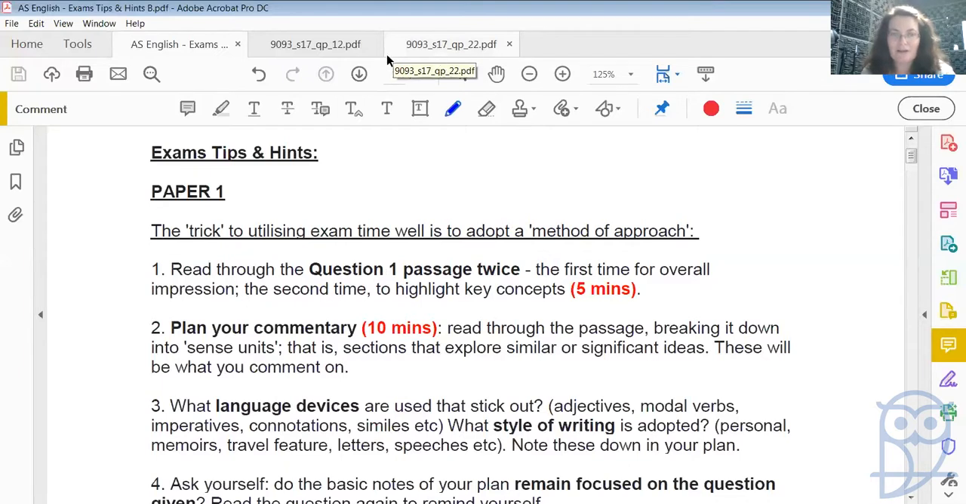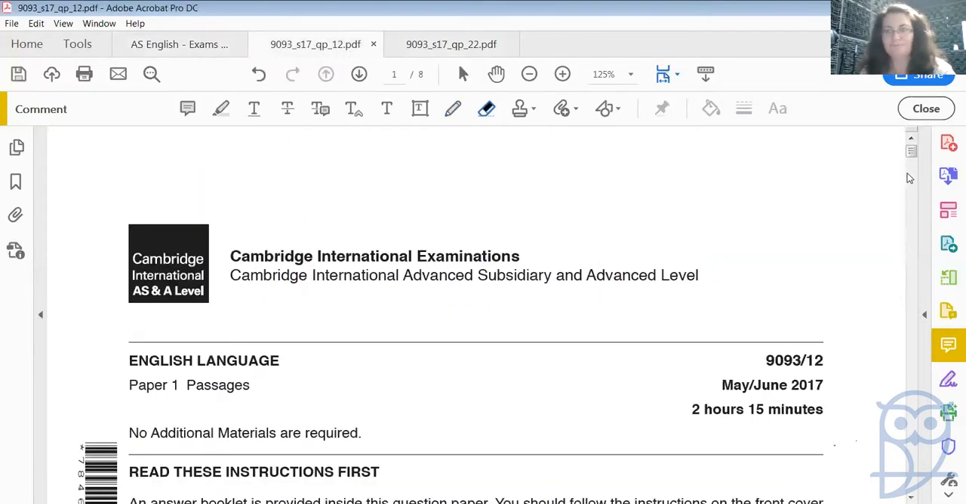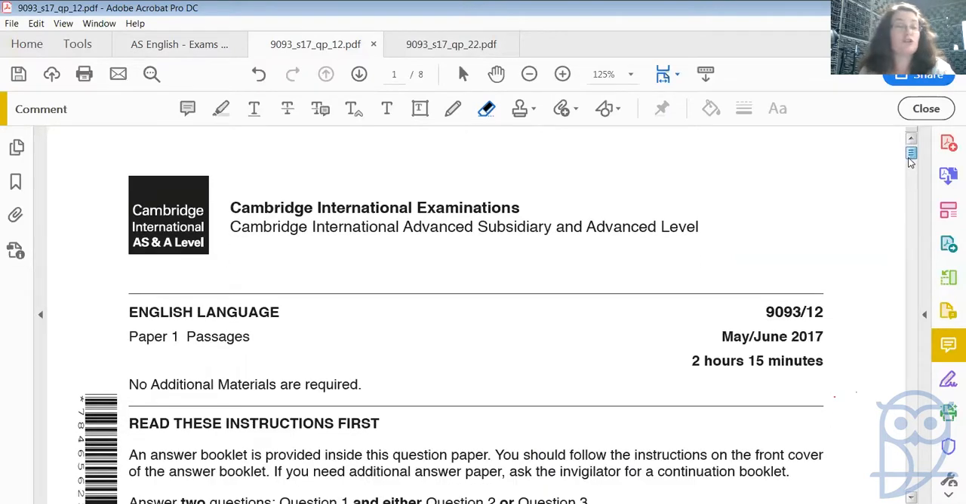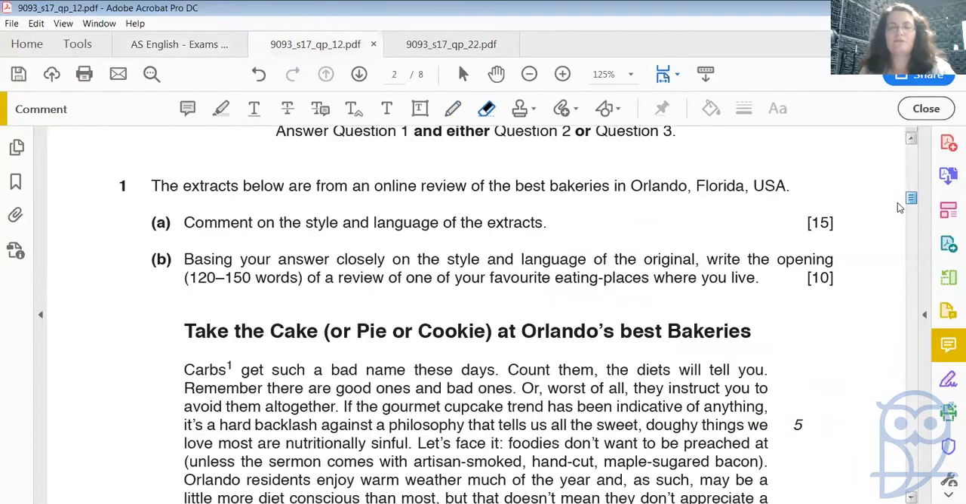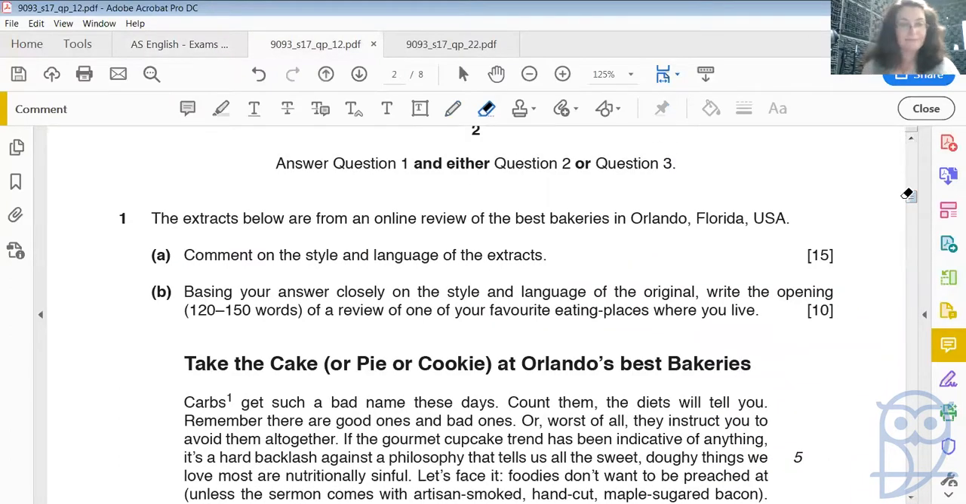So if we have a look at a paper 1 exam, from the May-June 2017 exam, for example, this is what your question 1 might look like. So remember, you've got to answer question 1 and either question 2 or question 3. So you've got to definitely do question 1 and then you'll choose between 2 and 3.